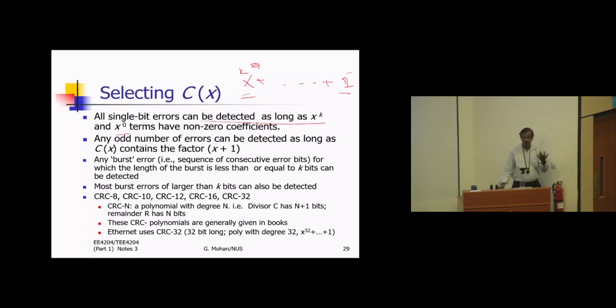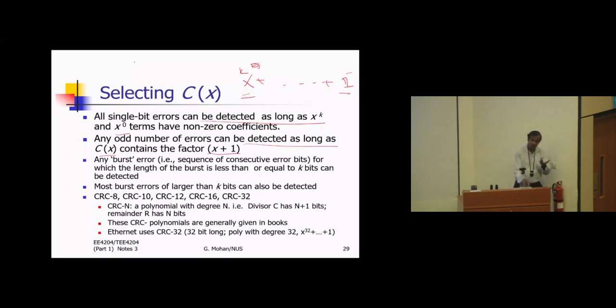We can easily establish it. Anyways, it's a network course, it's not a polynomial maths course, so let's not worry about it. Then any odd number of errors can be detected as long as the divisor polynomial which you choose has the factor x plus 1. What do you mean by factor x plus 1?